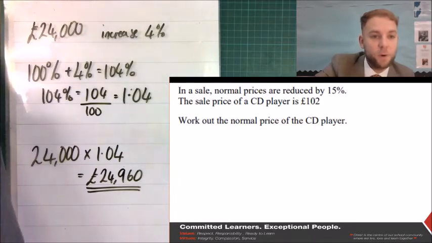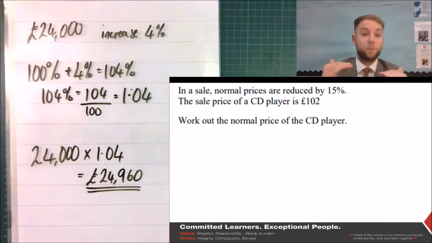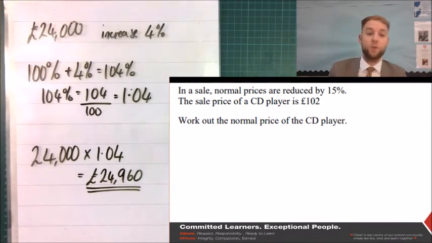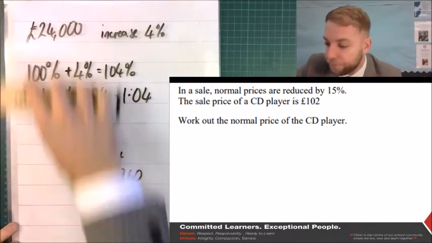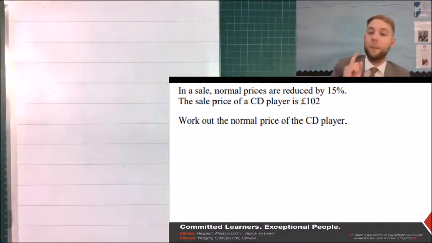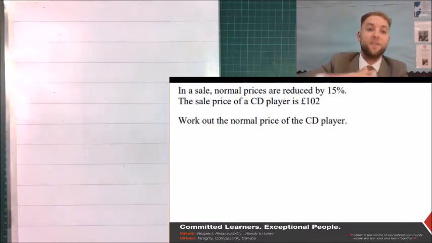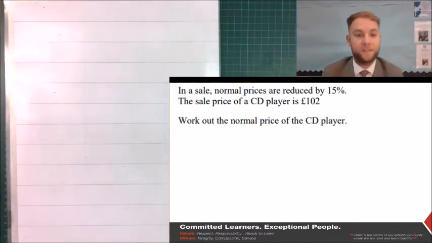So let's have a look at this next one. In a sale, normal prices are reduced by 15%. The sale price of the CD player is £102. Work out the normal price of the CD player. Now, this one here, you'll notice, it looks very, very similar. It sounds very, very similar, but it's completely different. The reason is that it's not asking for the new amount, the sale price of the CD player. It's asking for the normal amount. It's asking for that original amount.